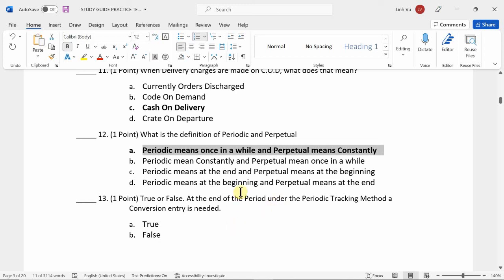When we journalize periodic inventory, what do we recognize it as? We recognize them as expenses, right? So at the end of the accounting period, how do I know how much inventory I have on hand? Is that what a conversion entry means? Correct, because you're converting from the expense to inventory. Then yeah, that'd be true.